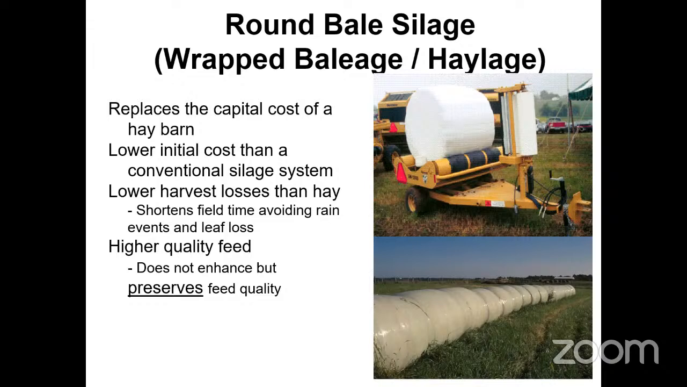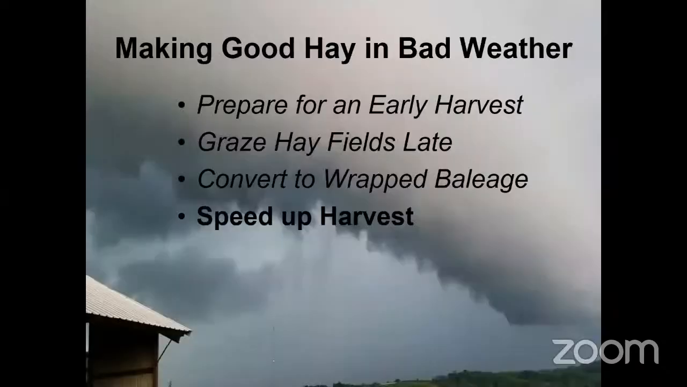We have much lower harvest losses and we have higher quality feed, but we have to remember this does not enhance quality, but it preserves feed quality. That's important to understand. It preserves it compared to drying it down. At 45 to 60% moisture, we're actually not having to worry about getting it down to 18% or 20%, where we can have greater opportunity for losses. Number 4, speeding up harvest.